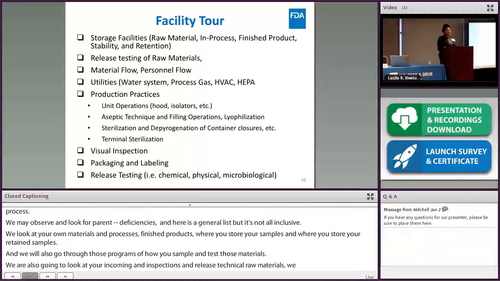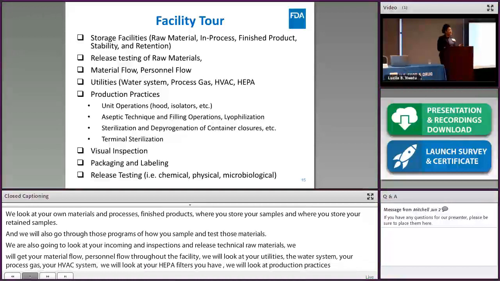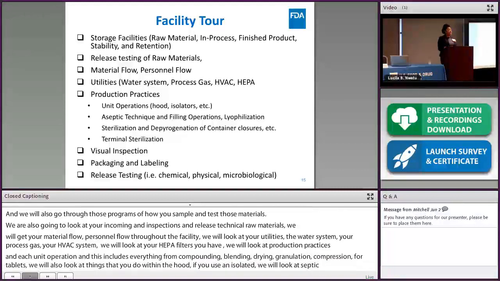We'll look at your production practices and each unit operation. This includes everything from compounding, blending, drying, granulation, compression for tablets. We'll also look at things that you do within the hood. And if you use an isolator or RABS, we'll look at aseptic technique and filling operations. If you have any lyophilizers, sterilizers, depyrogenation of container closures, et cetera. If you do terminal sterilization, we want to look at that too.